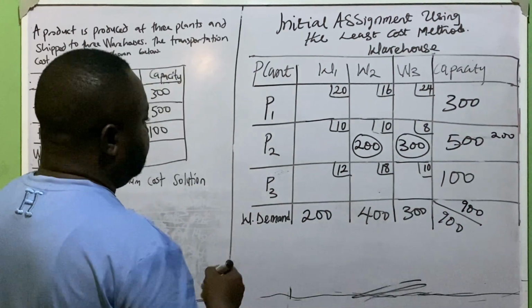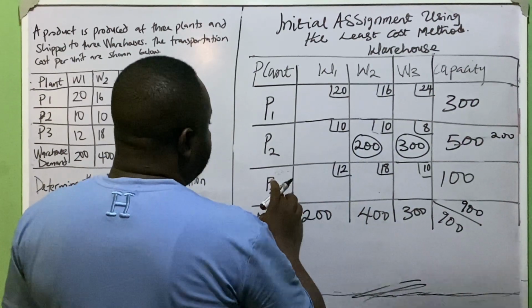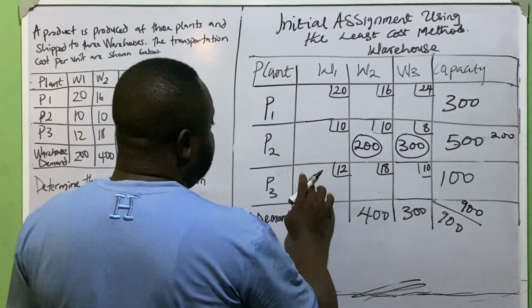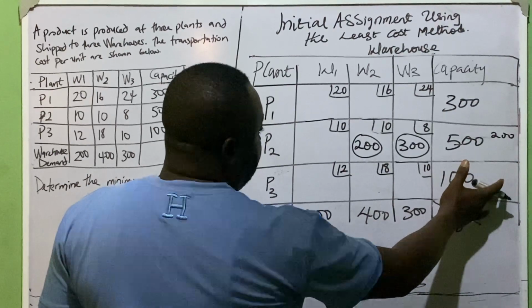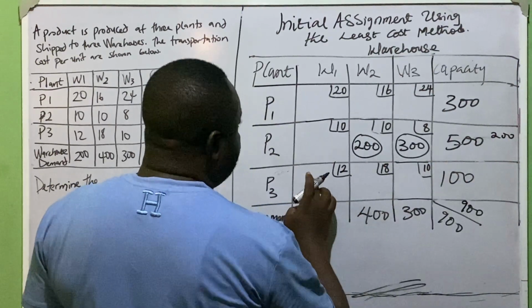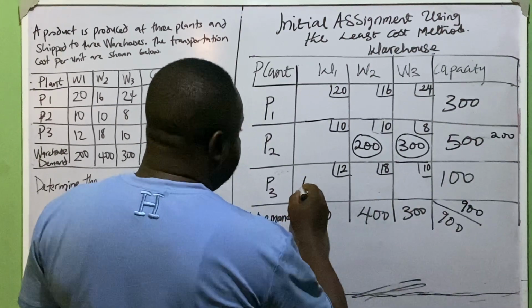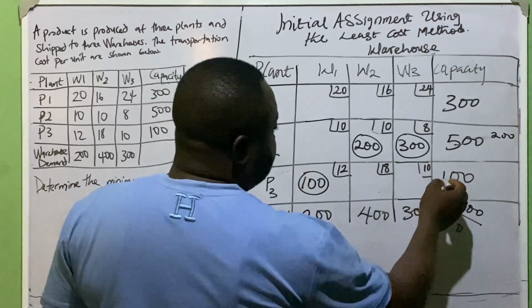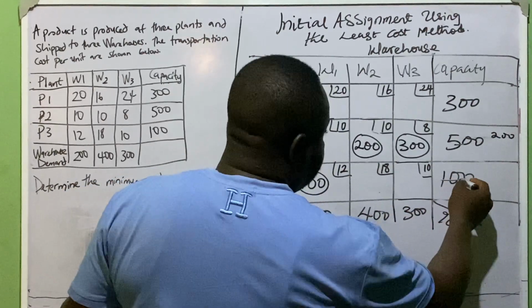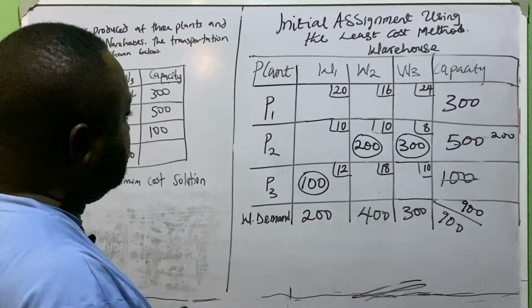For plants, this cell is said will house 1, plant 3 will house 1, that's this cell. And for plant 3, the capacity is 100. So, and this cell can hold warehouse 1 can hold 200. So we'll just take this 100 and bring it here. It means we've also exhausted this. Okay. Any other 12? No.